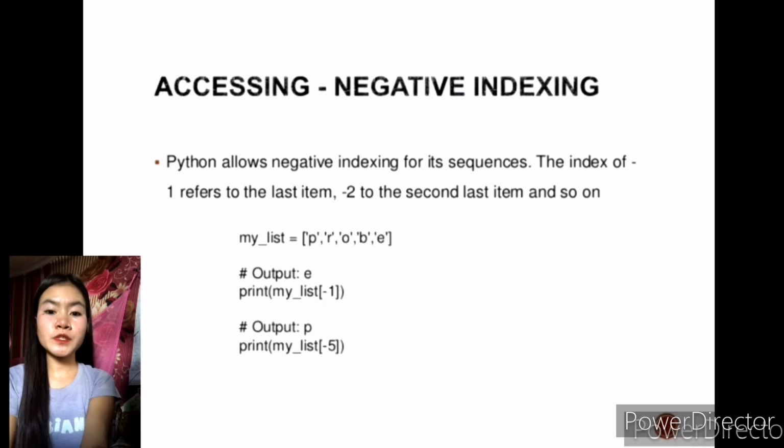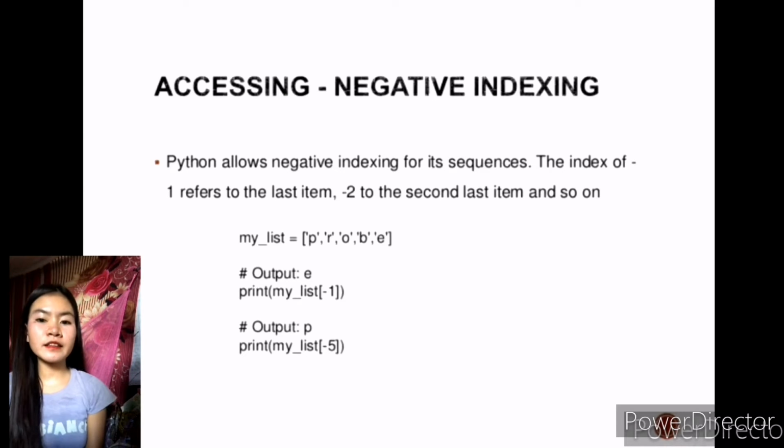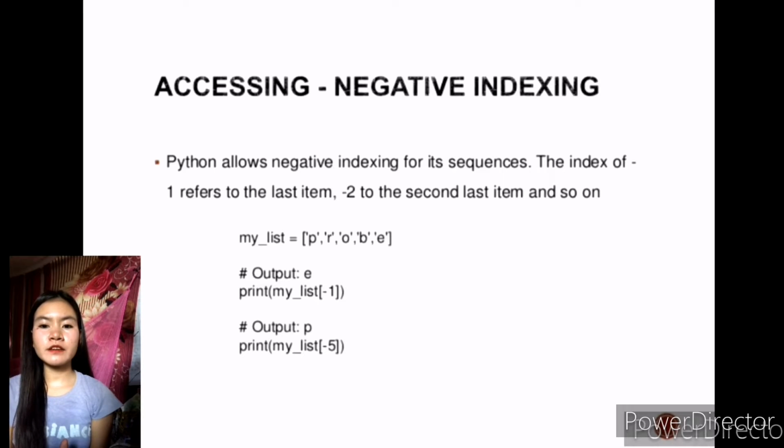So let's proceed to accessing negative indexing. Python allows negative indexing for its sequences. The index of -1 refers to the last item, -2 to the second last item, and so on.